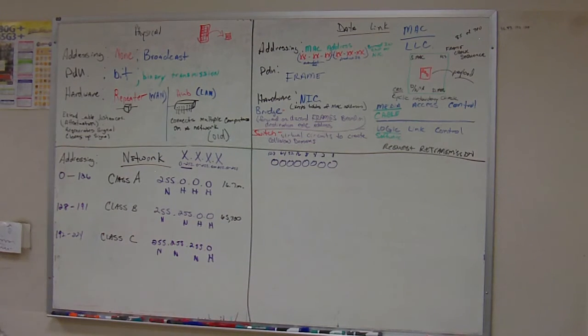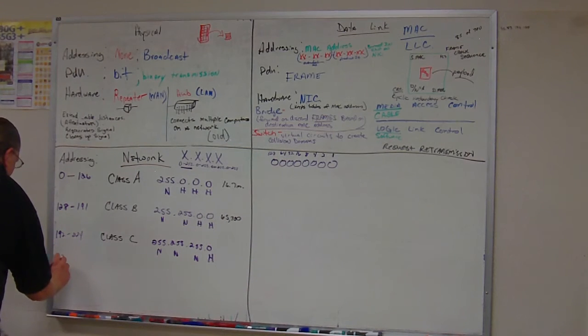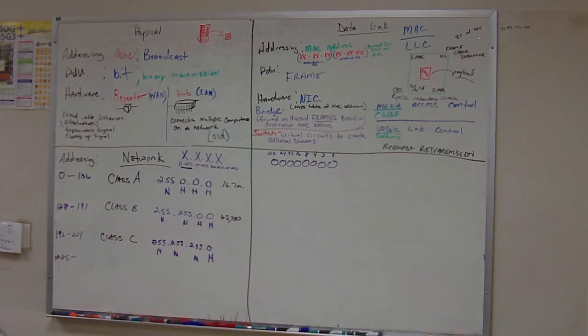Now, to understand why we don't use Class D and Class E, I'm not going to get into Class E, because as soon as I show you what happens with Class D, you'll understand why we don't use them. The range for Class D fluctuates over time. When I went to school, the range was 225 until, I think, 232. Anyway, it doesn't really matter because you're not going to have to worry about it. This is for research, development and the government.